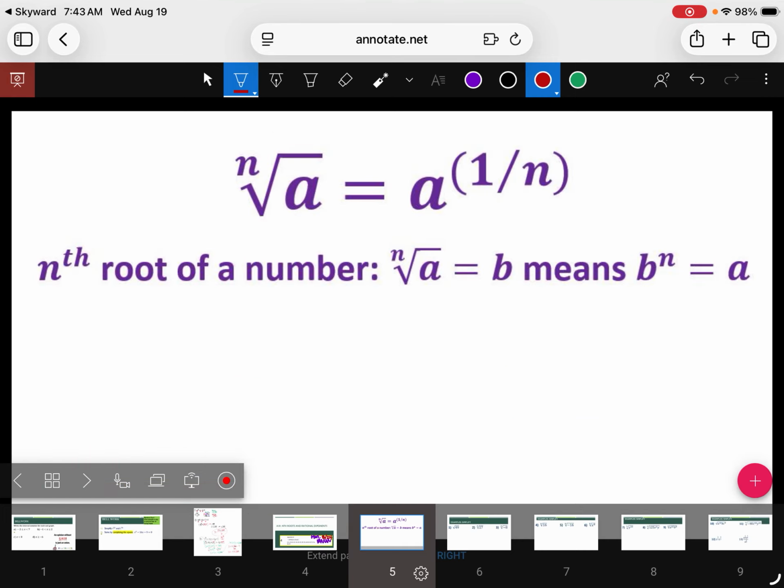So a rational exponent means, ma'am, can you hold your head up for me, please? Thank you. Is when you have an exponent that is a fraction.